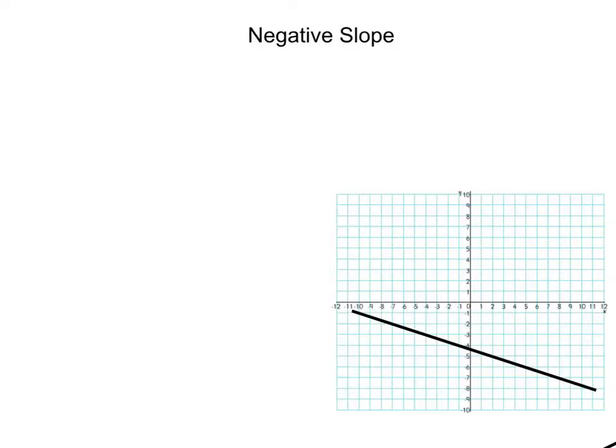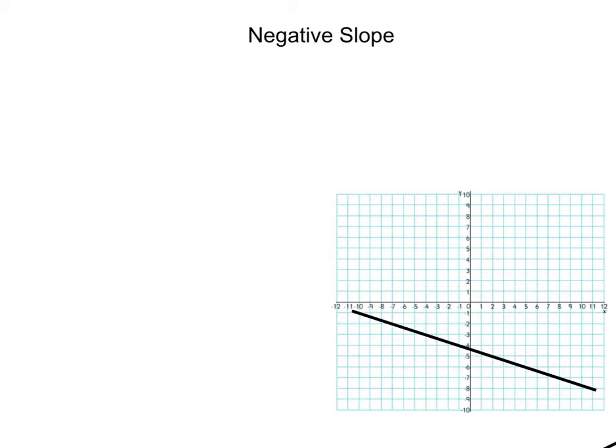Today we're going to be looking at negative slope. We talked about positive slope already. We talked about how to write an equation if we had a line that was a positive slope. And then we also talked about how to graph an equation if we are given the equation that has a positive slope. So now we're going to start doing some negative slope.